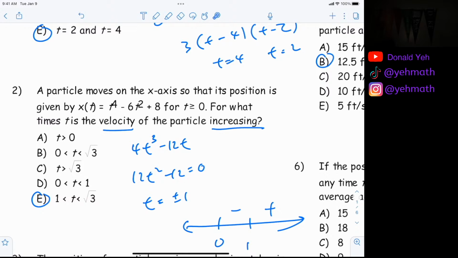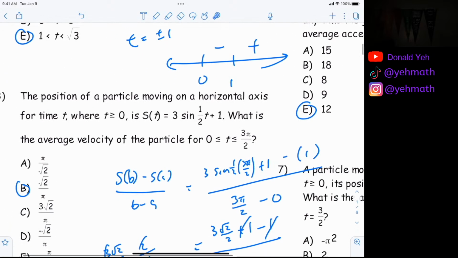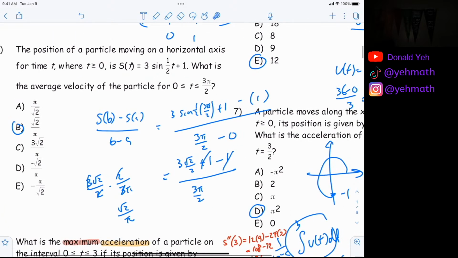Where does the root 3 come from? I have no idea. Is it like the first derivative equal to 0? Oh, okay. I got square root 2 over pi. What'd you get? Which one is it? Oh yeah, I got that.